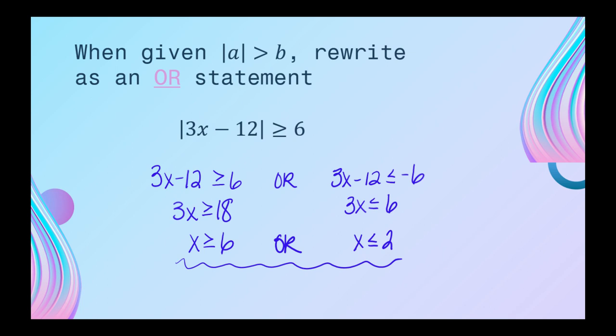I can graph that if I really want to on a number line. And then let's see, 0, 1, 2, 3, 4, 5, 6. I would have a closed circle on 6 going to the right and a closed circle on 2 going to the left. And there I've got my or statement.